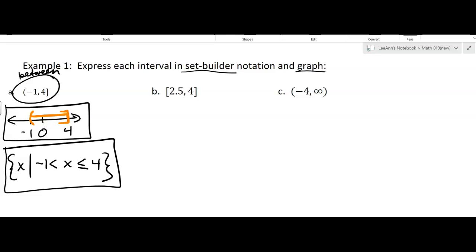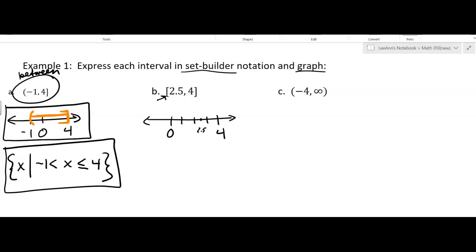Okay, the next one's going to work very similarly. I guess the big thing is that 2.5. So here's 0, 1, 2, 3, 4. I have to be a little more careful with my graph here. Now, where is 2.5? Well, you're going to have to kind of guess. So it's like about there, 2.5. You can label it 2.5 if you want.